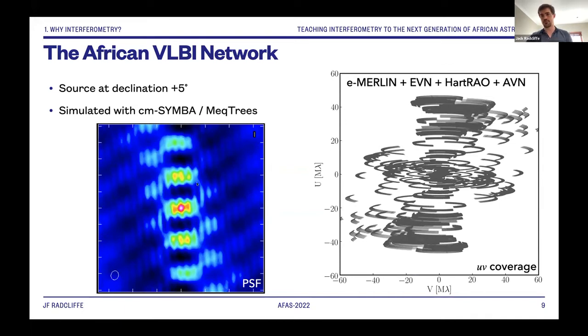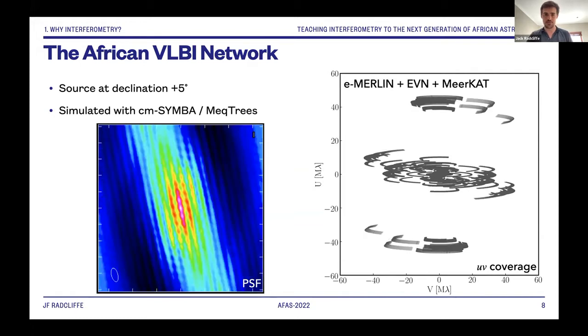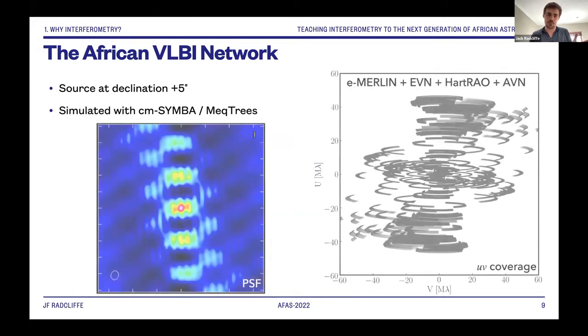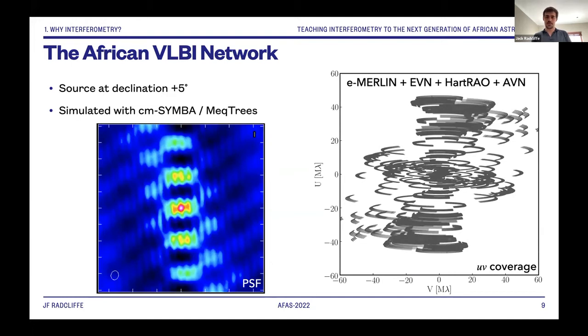And all observational astronomers, at least, should know what a point spread function is. You can see that our point spread function is now more well-behaved, so more Gaussian. For radio interferometry, this is good because it means we're going to have a much more well-behaved image and a much better image quality when we come out the other end.